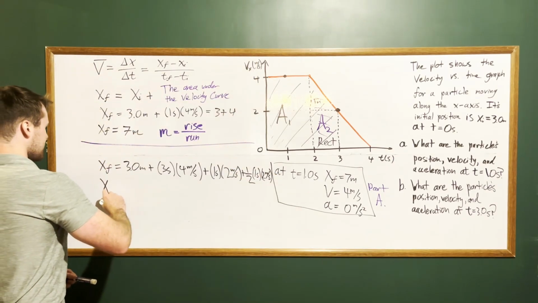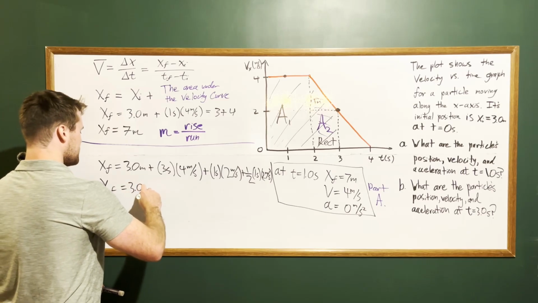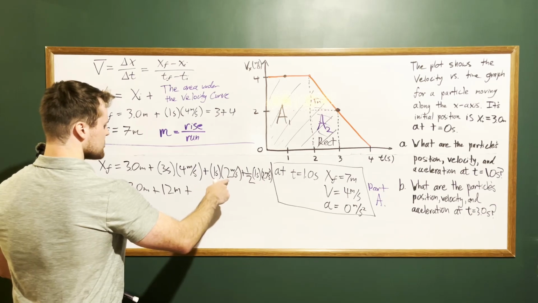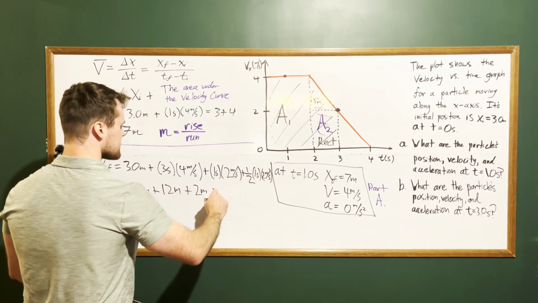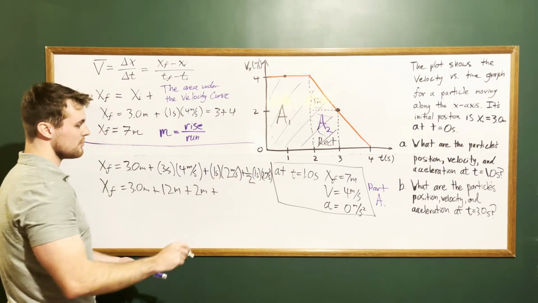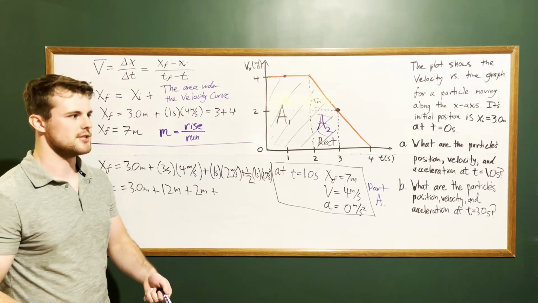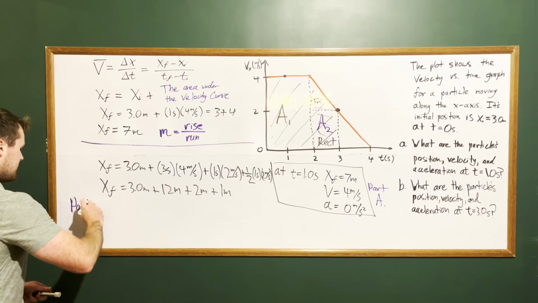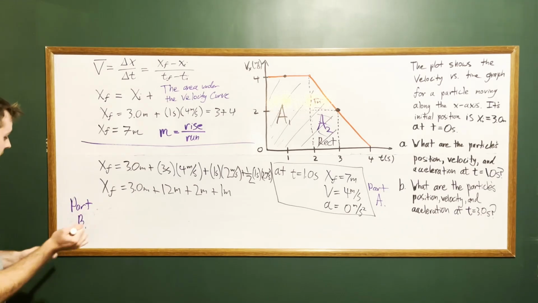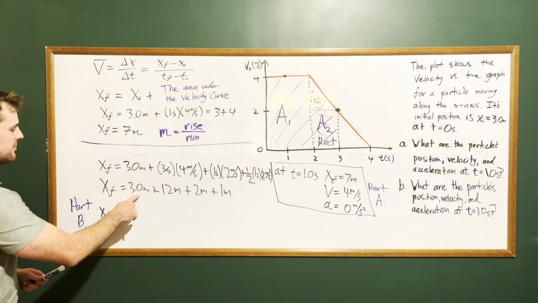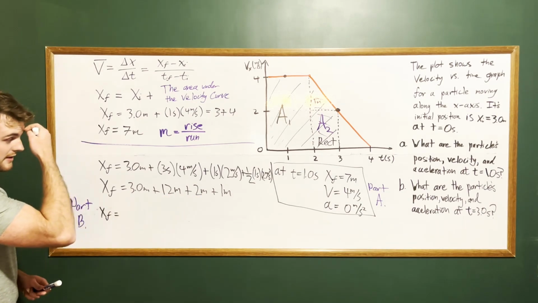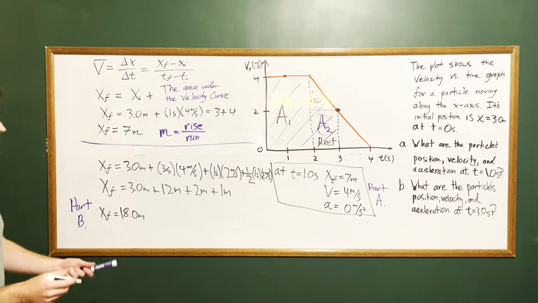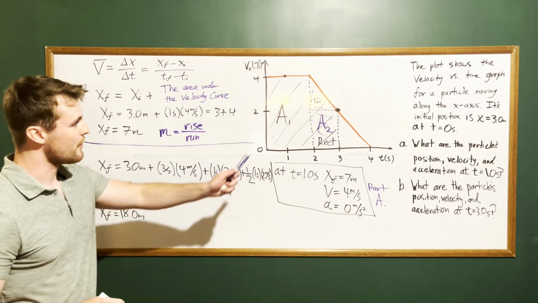I'm going to rewrite x sub f equals 3.0 meters plus 3 times 4 is 12 meters plus 1 times 2 is 2 meters plus 1/2 times 1 is 0.5. 0.5 times 2 is just 1 meter. So for part B, we have x sub f equals 3 plus 12 is 15 plus 2 is 17 plus 1 is 18.0 meters.